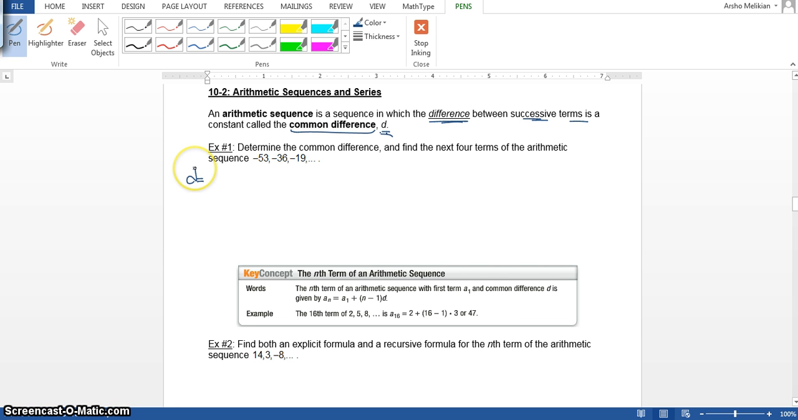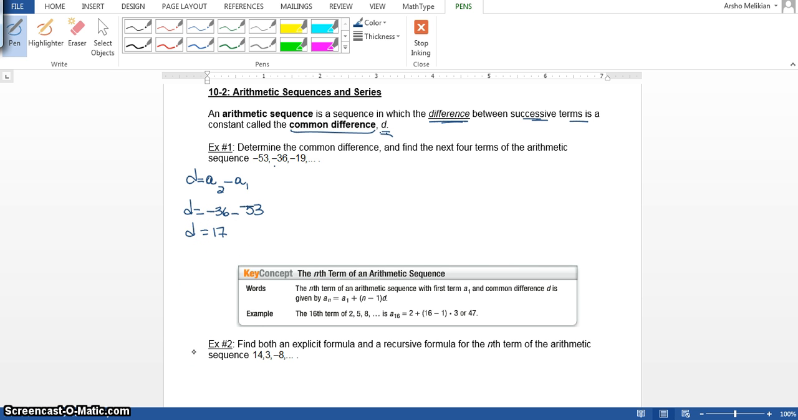So to find d, what we have to do is subtract 2 consecutive terms. And we always subtract the second minus the first. So A2 minus A1, or A5 minus A4. Just like in science where you subtract the second minus the first, the final minus the initial. So in this case, it's going to be negative 36 minus negative 53. And that is 17.